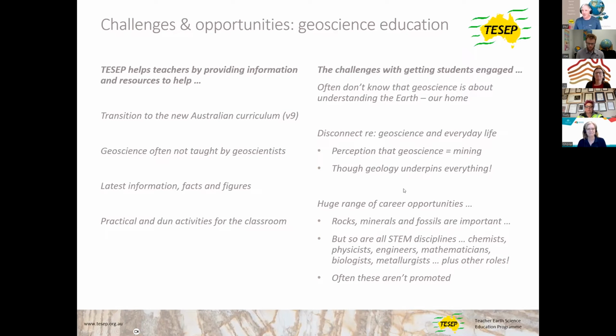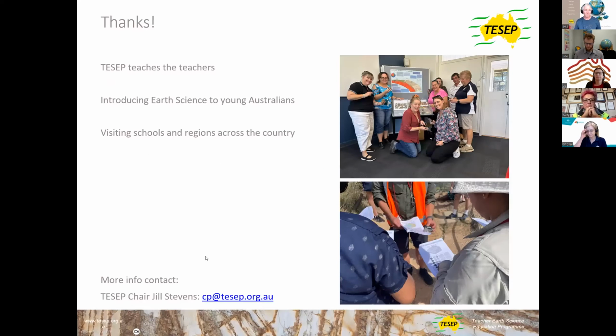And we also look at the issues that are involved with getting students engaged in geoscience and just breaking down, well, what is geoscience? What do geoscientists do? The fact that geology does underpin everything. And also just looking at that huge range of career opportunities. The STEM disciplines are important, but there's also roles across the human side of things and those relationships, including communication. And often the options and the variety in geoscience as a career isn't really promoted at schools.